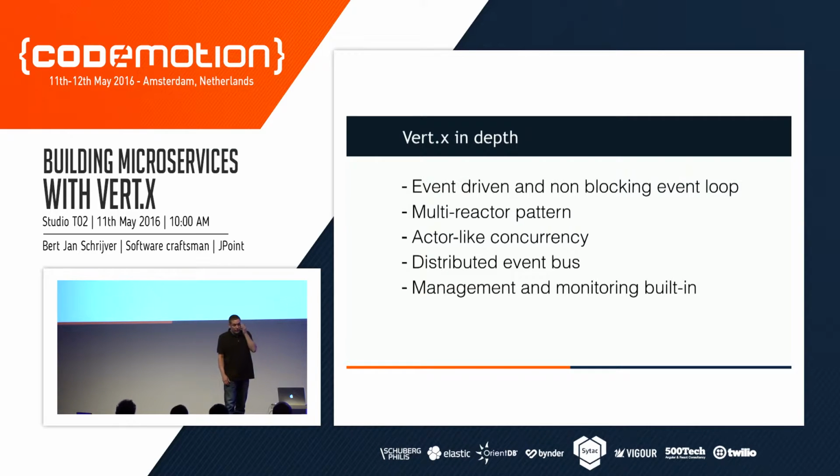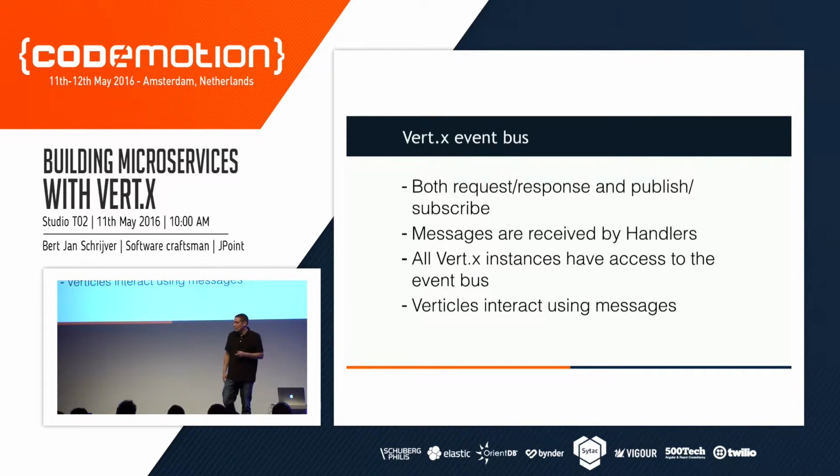Then there's a distributed event bus. This event bus I'll be demoing later, which means that all verticles are connected to this event bus and they can send messages to each other. And there's all sorts of other cool stuff, like management and monitoring built in using Dropwizard Metrics. There's a whole lot of modules you can just grab from the Vert.x side and throw into your app. About the event bus, it supports both point-to-point communication, so request-response, but also publish-subscribe, where you can publish to a topic and subscribe to a topic, so that's like multi-request response.